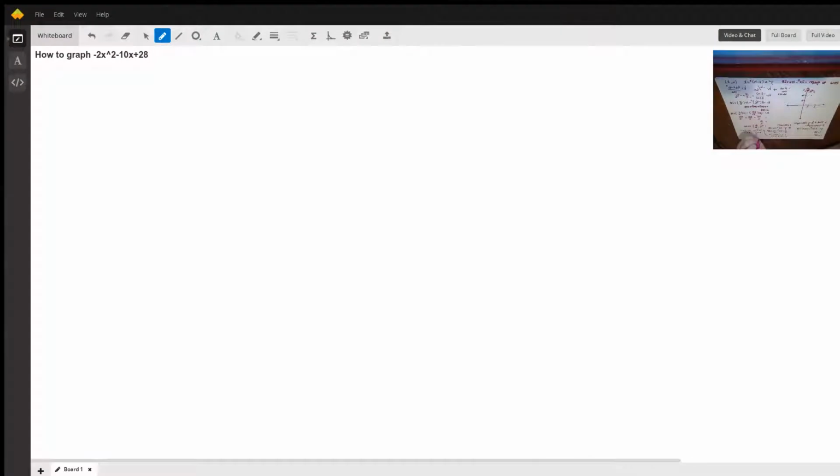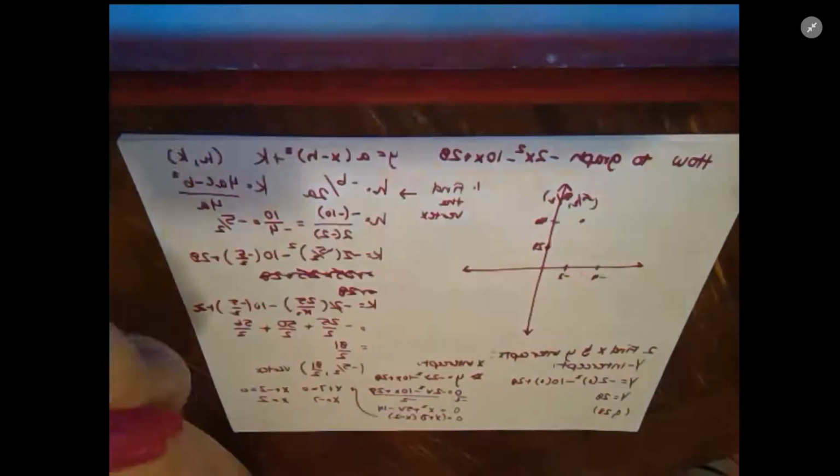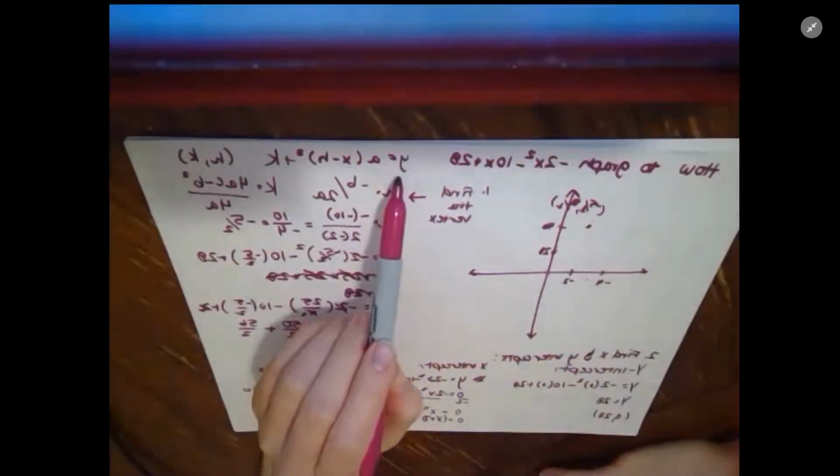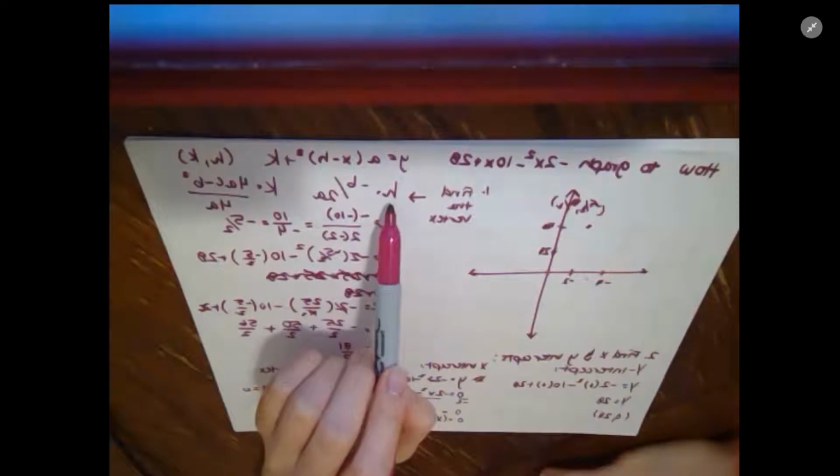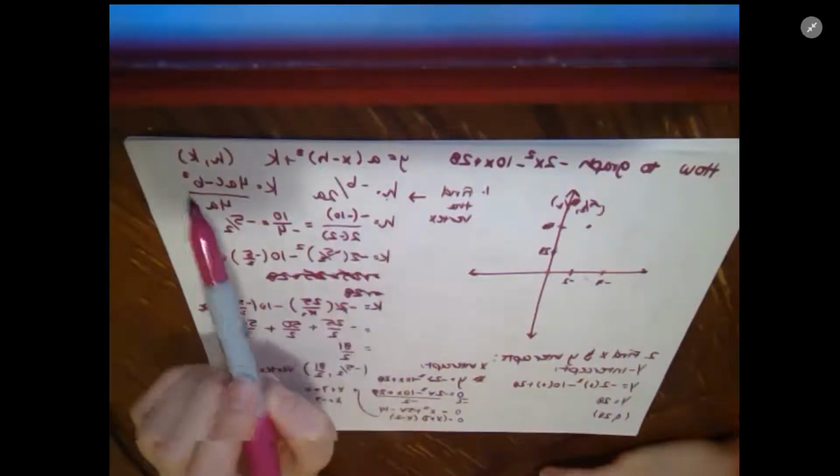We have negative 2x squared minus 10x plus 28. So the first step is to find the vertex, and we can do that by using this equation here. You're trying to figure out what h and k are to get your vertex, and these are the formulas to find h and k.